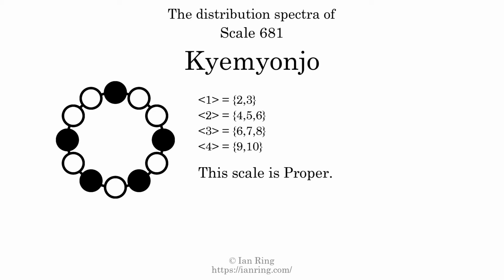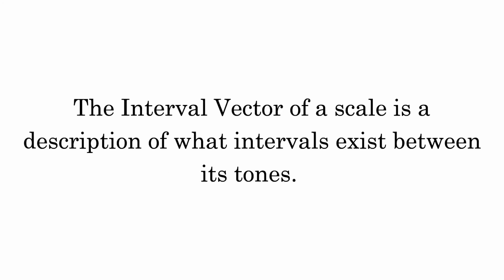Since the generic interval ranges do not overlap, this scale is proper. But it is not strictly proper because some specific intervals appear in more than one spectrum. The interval vector of a scale is a description of what intervals exist between its tones.